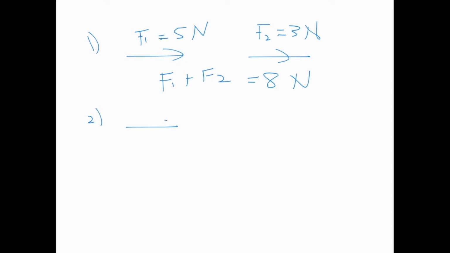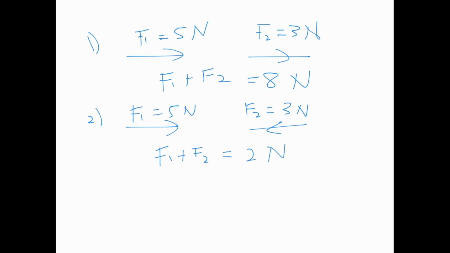But let's say my F1 is still 5 newtons to the right, but my F2 is now 3 newtons to the left. If I still write F1 plus F2, I cannot add anymore because they are in opposite directions. So when they're in opposite directions, I end up subtracting, so I get 2 newtons, even though I write F1 plus F2. Because the direction is opposite, the way we solve is different. So direction is important. These two are still relatively easy: vectors which are parallel are easy. Same direction you add, opposite direction you minus.